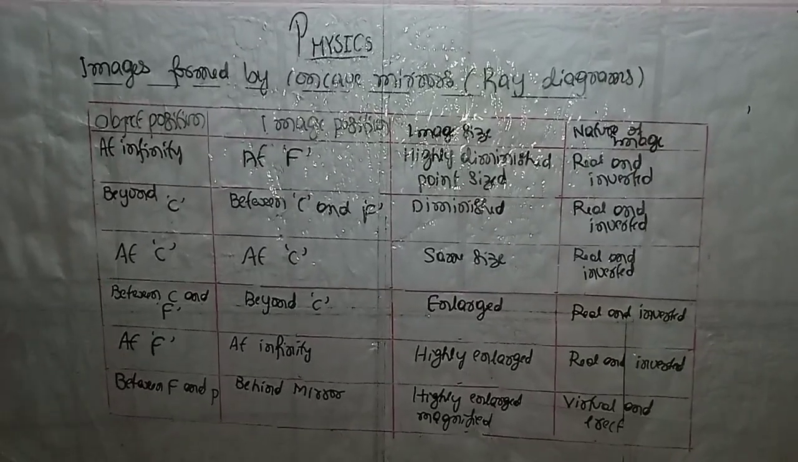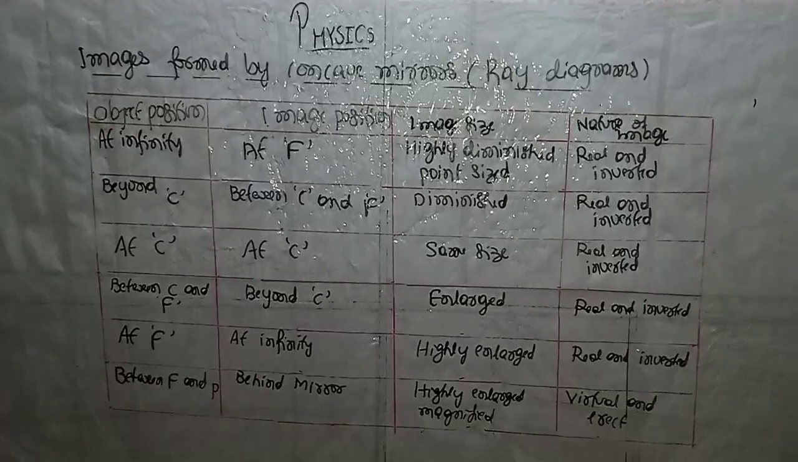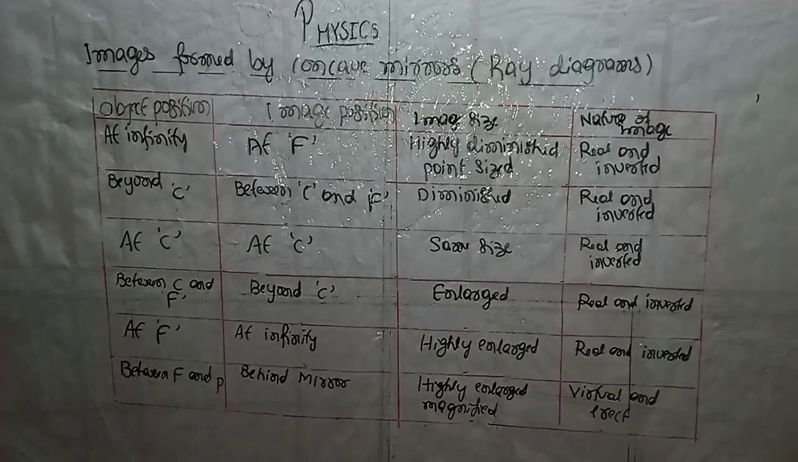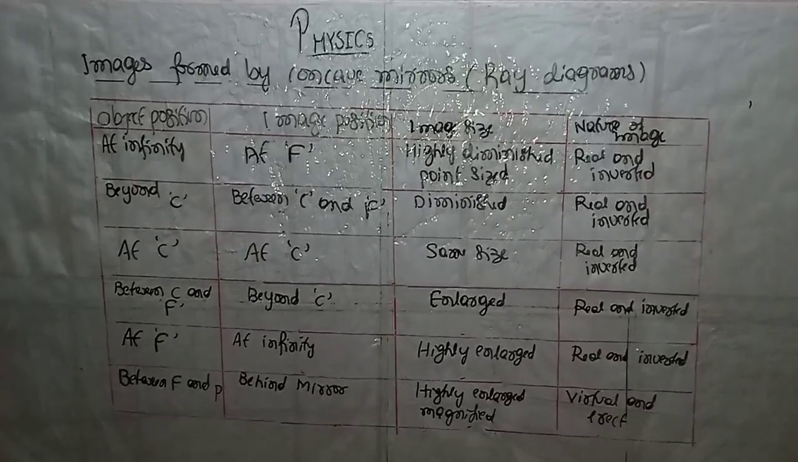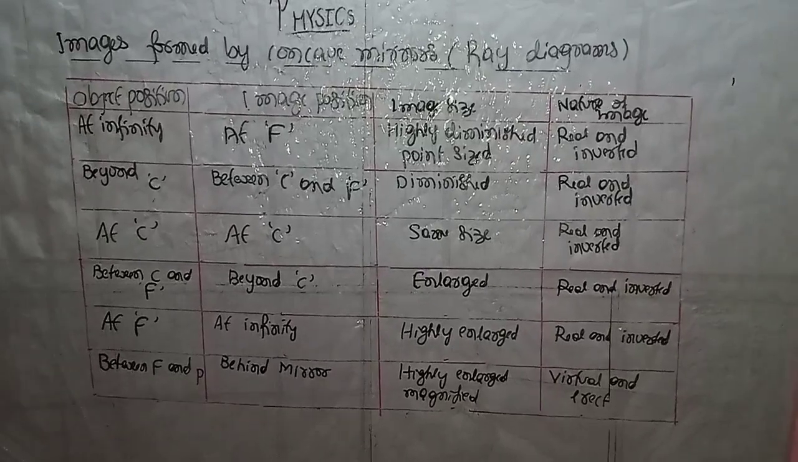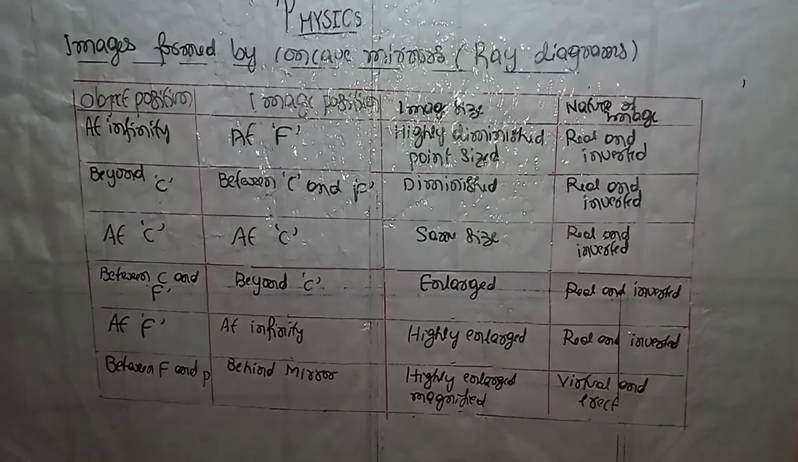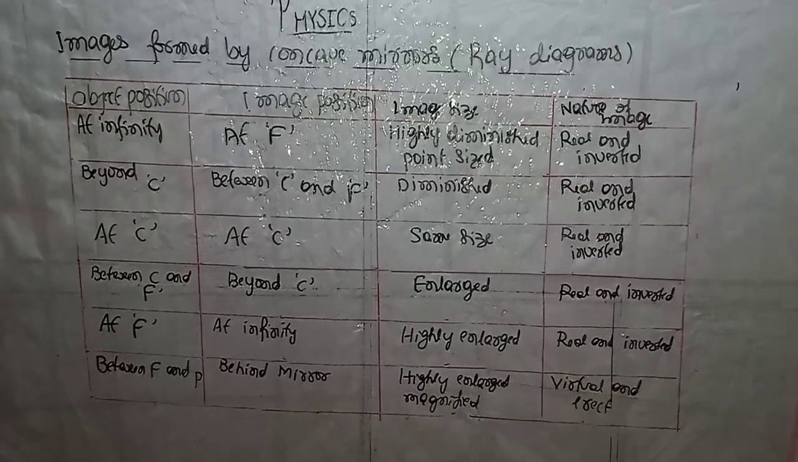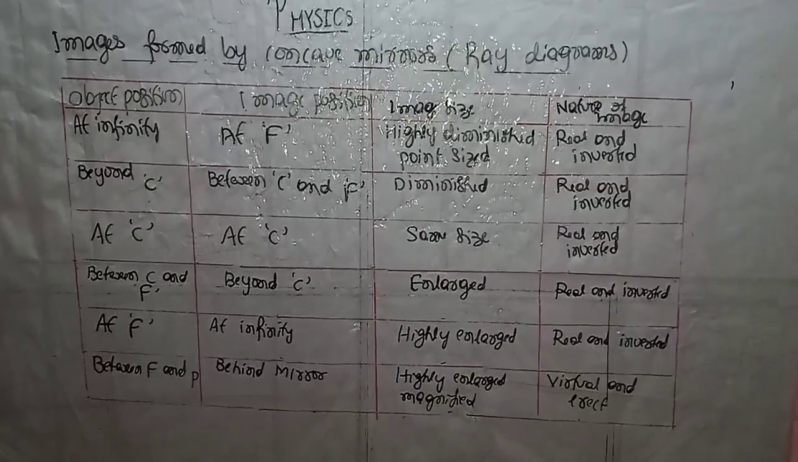When the object is between C and F, we can get the image behind C. It is enlarged, real and inverted. When the object is at F, we can get an image at infinity. So it is highly enlarged, real and inverted.